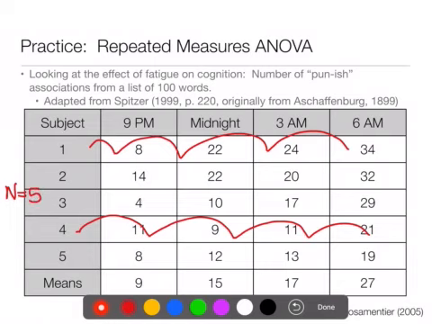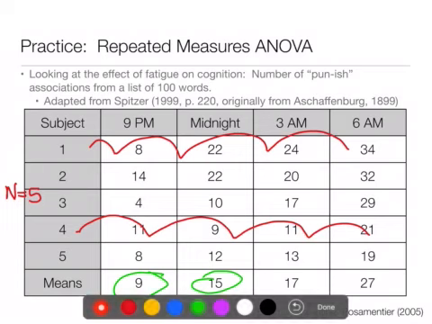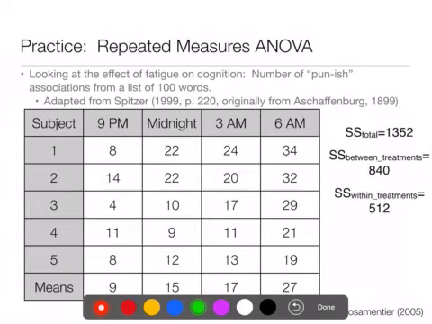And these are our means for each time period. For 9 p.m., we have a mean of 9. For midnight, we have a mean of 15, 17, and 27. And what we're trying to figure out is, are there more puns as the night goes on? Are there differences between these groups?